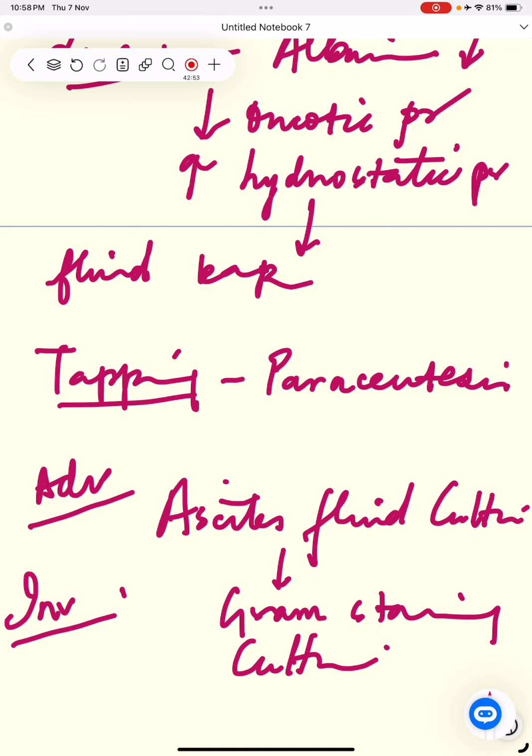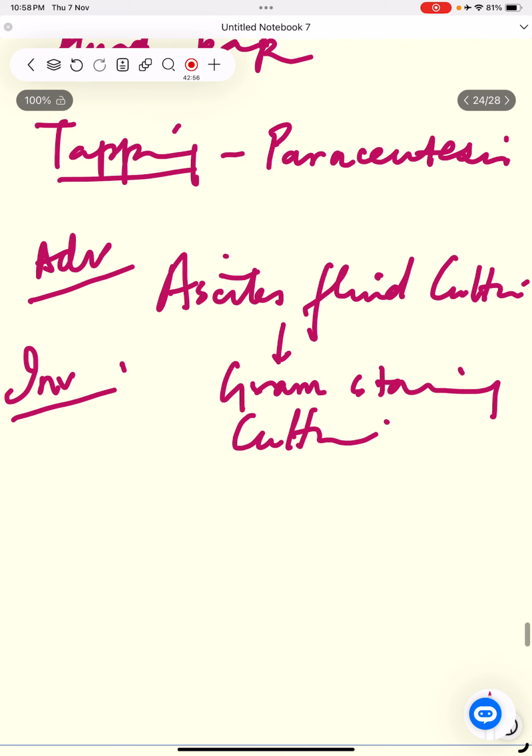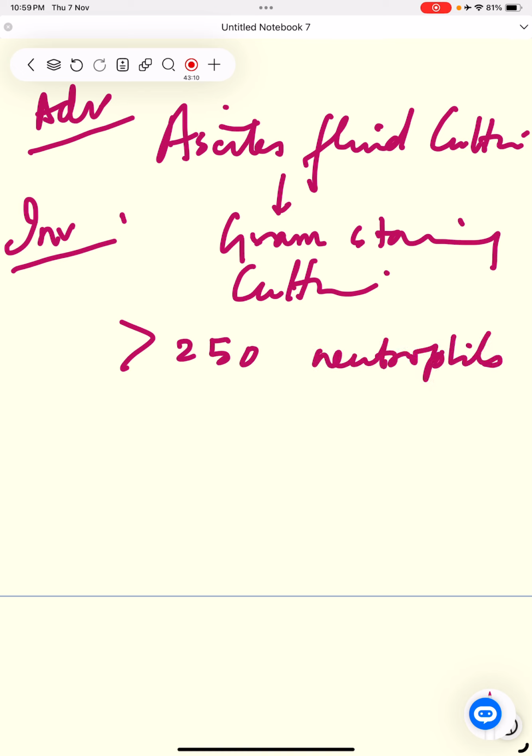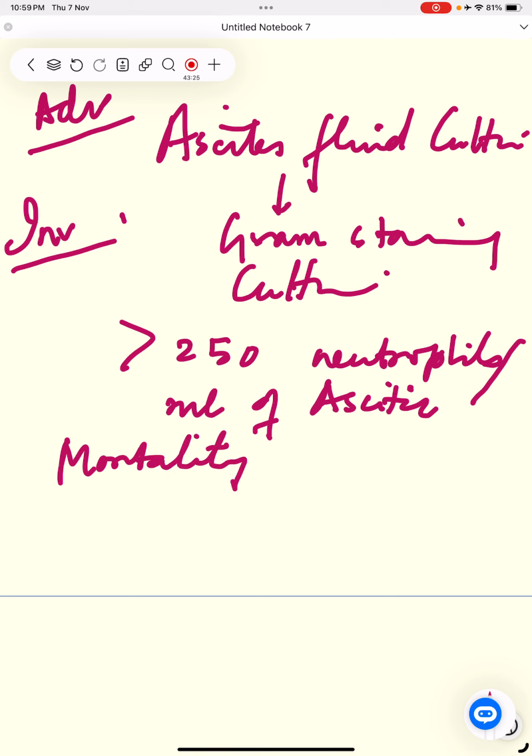Now the best test is, it should have more than 250 neutrophils per ml of ascitic fluid. That is diagnostic. In that case, the mortality can be more than 70%.